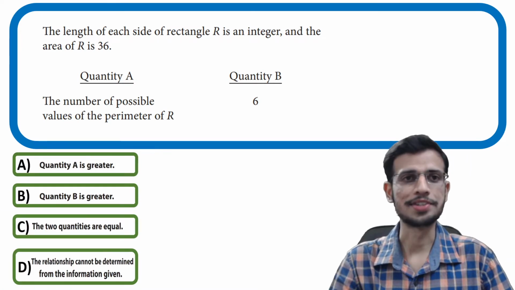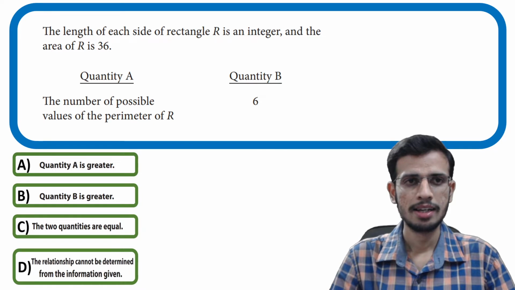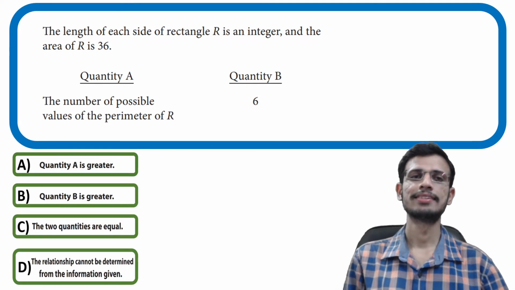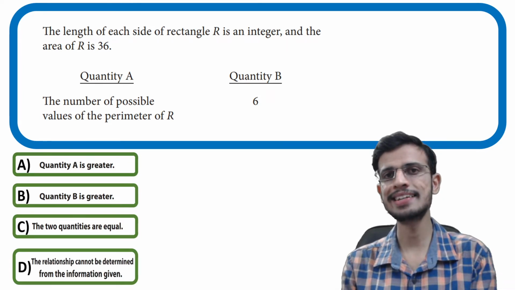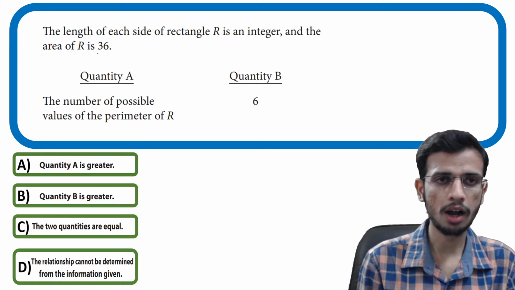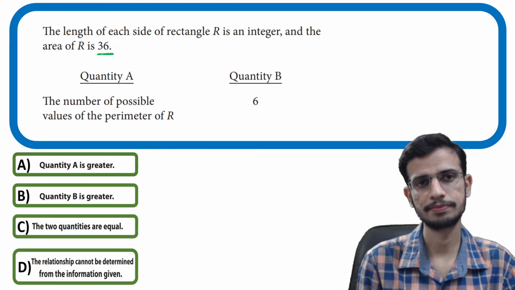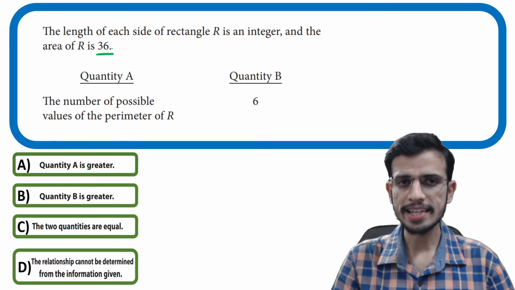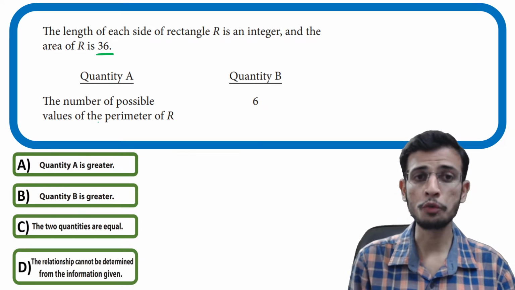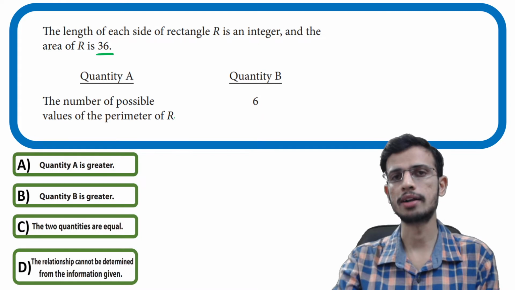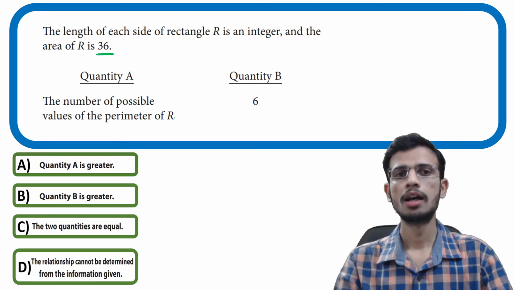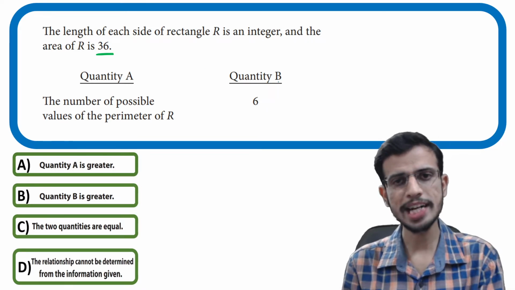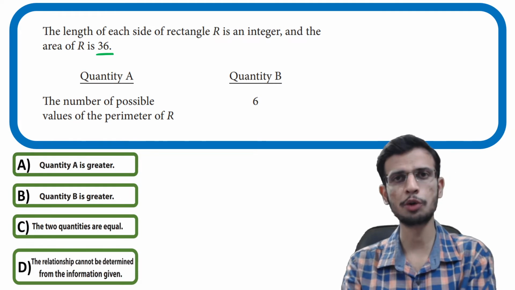Let us move on to the next question. The length of each side of a rectangle R is an integer. The area of R is 36. Both the sides are integers. Quantity A: the number of possible values of perimeter of R, where R is a rectangle. Quantity B is 6. We have to compare quantity A with quantity B.